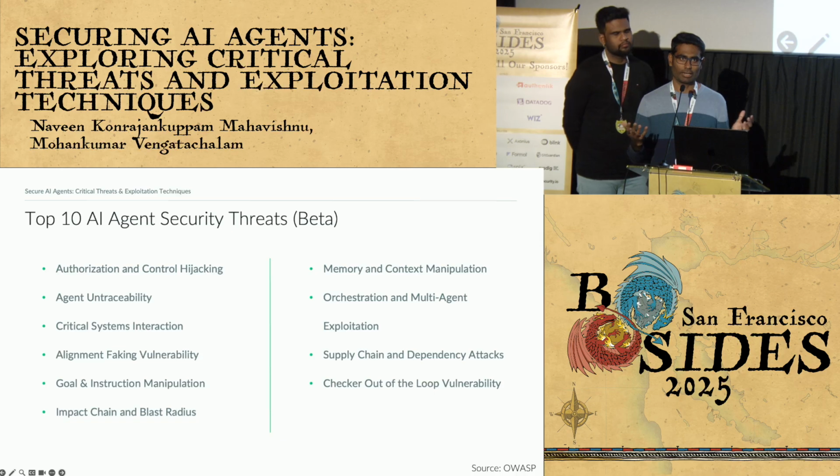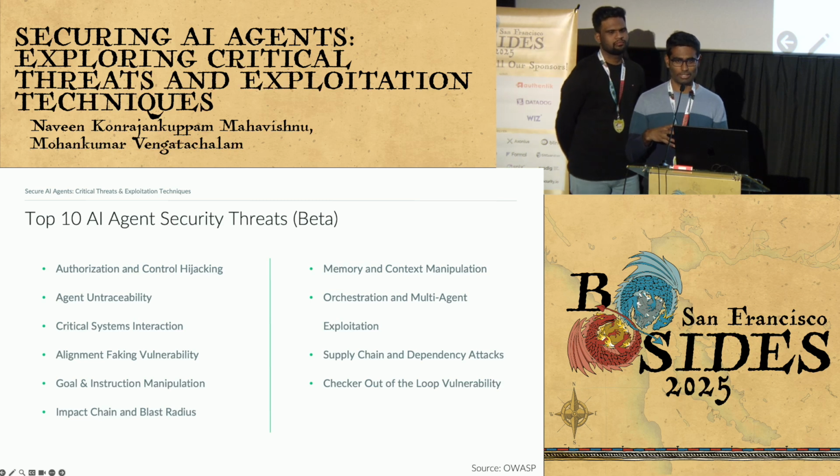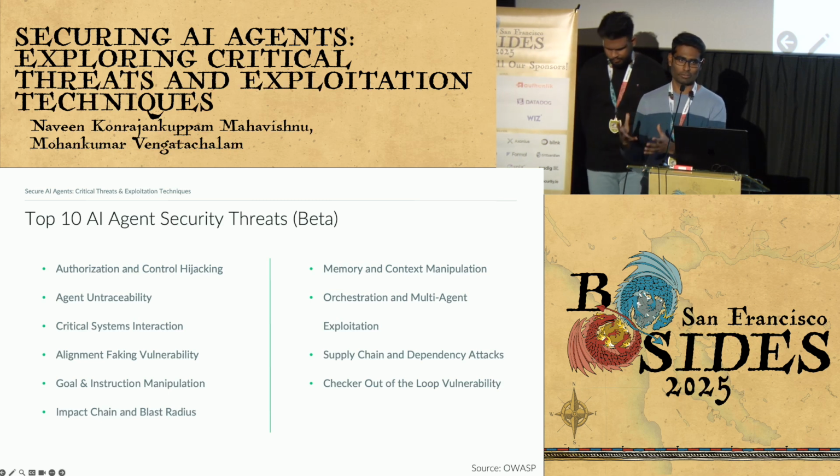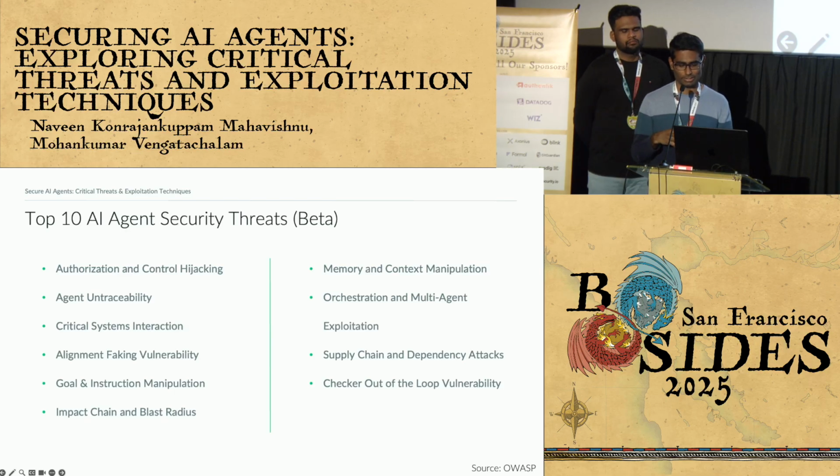So agents will have two different kinds of memory, short term and long term, that Naveen will deep dive into when we drill into agent architecture. So messing with the memory will manipulate it, and once the memory is being poisoned, it's more like the agent is being poisoned as well. And then the next one is orchestration and multi-agent.